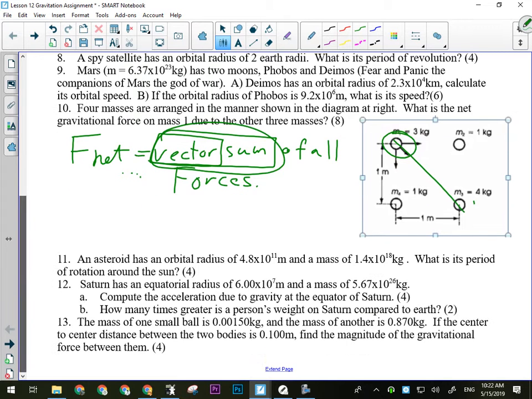Number 11, got an asteroid that is orbiting the sun. It does say that. It's a rotation around the sun. Then we got one about Saturn and finding gravitational acceleration. And 13, we're looking for the magnitude of the gravitational force, again, between them. So always make sure you're looking for whether it's field strength or force or acceleration, because obviously you solve for those differently.